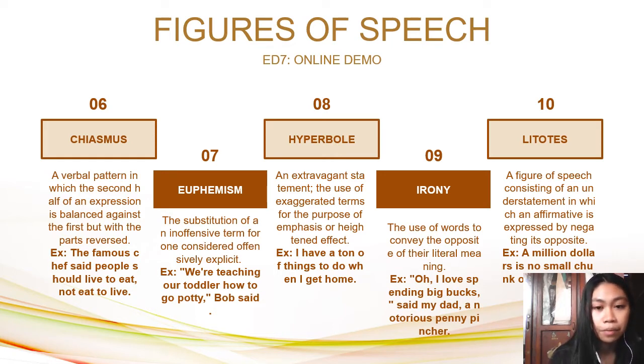Eight is the hyperbole. It is an extravagant statement or the use of exaggerated terms for the purpose of emphasizing or heightened effect. Example: I have a ton of things to do when I get home.